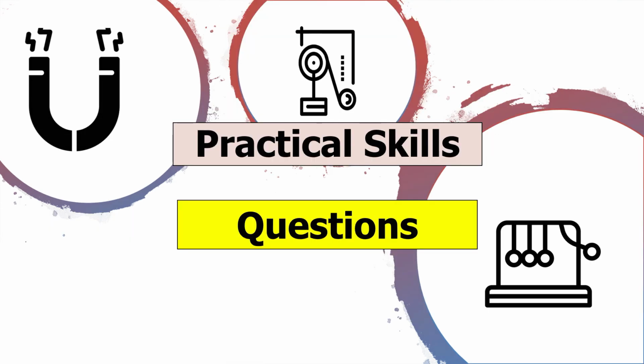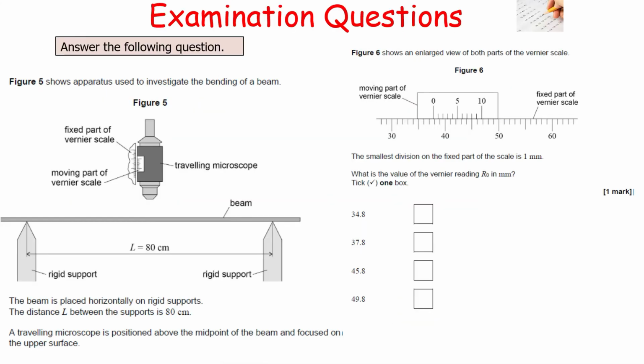So let's now have a look at practicing some practical skills questions for paper 3 in AQA A-level physics. The first question says, figure 5 shows the apparatus used to investigate the bending of a beam. The beam is placed horizontally on rigid supports. Distance L between the supports is 80 centimeters. A traveling microscope is positioned above the midpoint of the beam and focused on the upper surface.